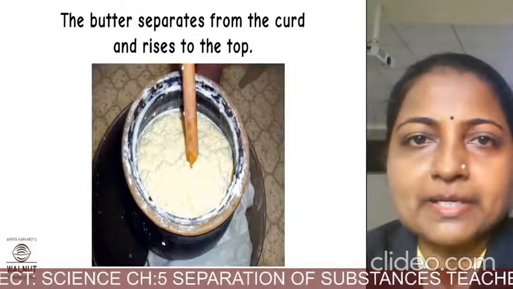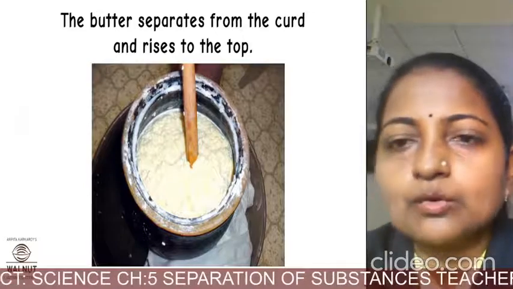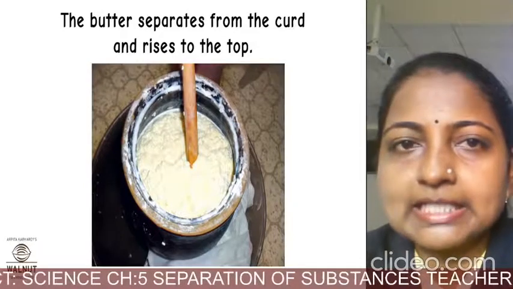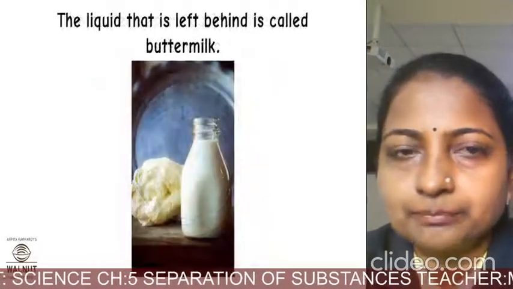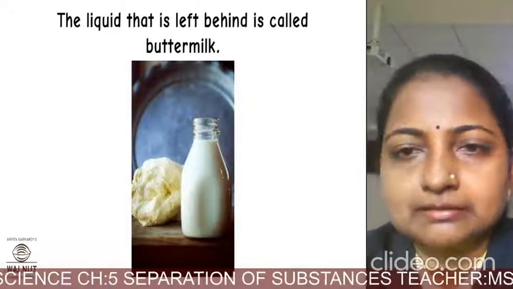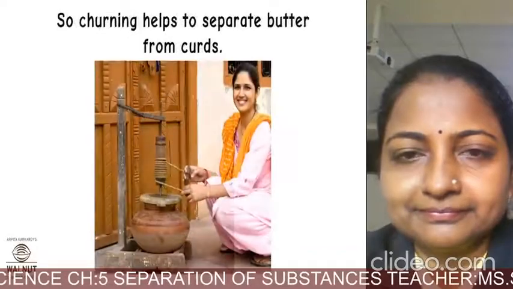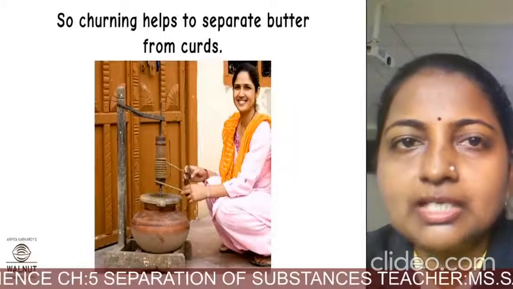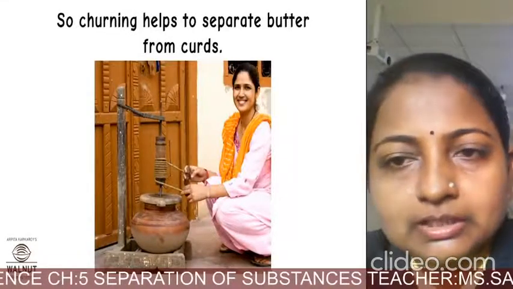The butter separates from the curd and rises on the top so that we can separate butter and curd. The liquid that is left behind is called buttermilk. So churning helps us to separate butter from curds.